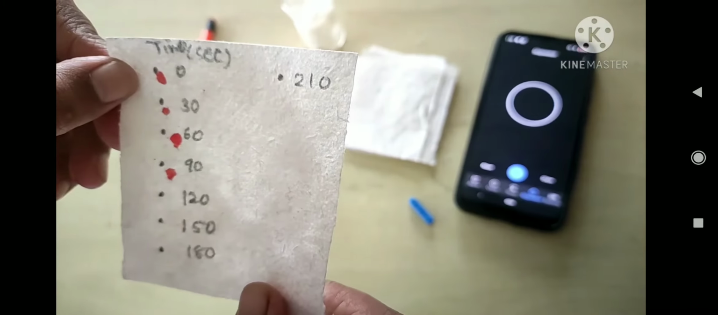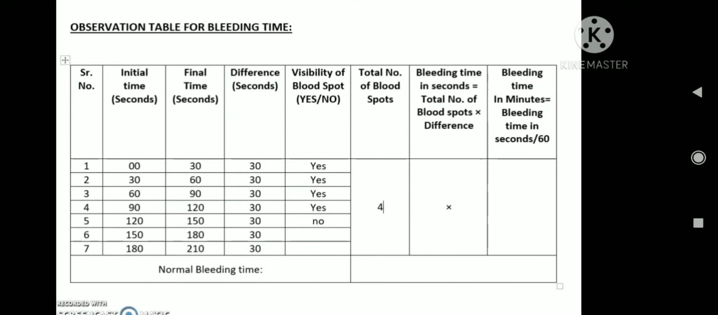So the total spots we have observed are 1, 2, 3 and 4. So the next column is the total number of spots, that is 4. Now how will we calculate the bleeding time? Bleeding time is the total number of blood spots into the difference. So how many? 4 into 30 seconds, where 30 seconds is the difference. And so that's why 120 seconds is the bleeding time.